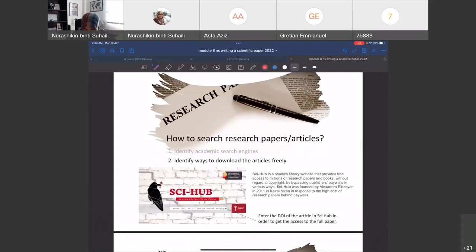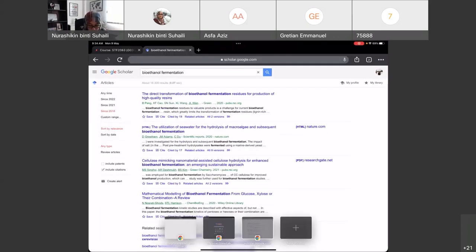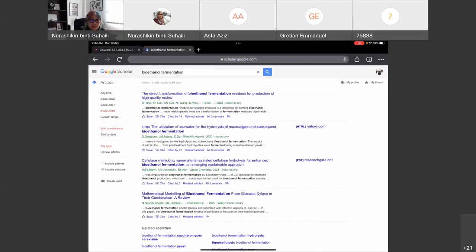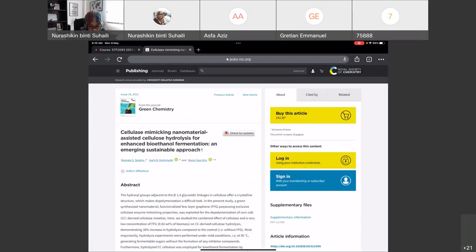But when we go for Google Scholar just now, you have to differentiate, this one just lists down the possible articles related to the key points that you have typed. For example, bioethanol fermentation. But sometimes if you click on each of them, sometimes they give you the full access, but sometimes you may not get the full access. So if I click on this, you see, it will be directed to this journal. The name of the journal is Green Chemistry.